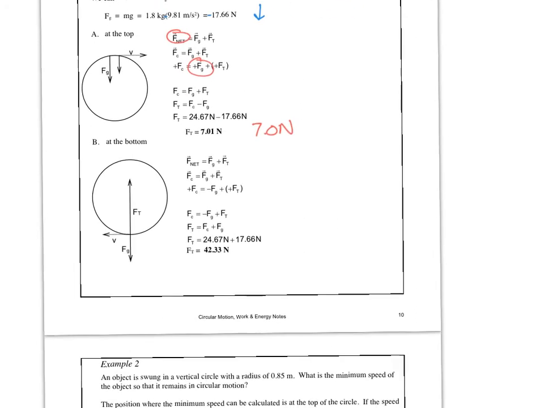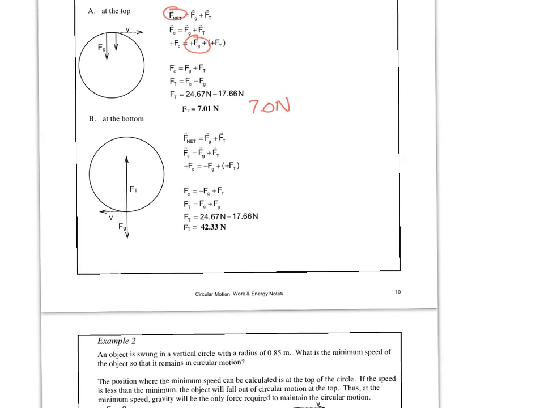Then at the bottom, our case is a little bit different. The tension force is acting towards the center of our circle. However, gravity is acting away, so it is a negative. Subbing these values in, we get 42.33 newtons, which should be 42 newtons. So we can see that the tension force is greater at the bottom of the circle than it is at the top of the circle.